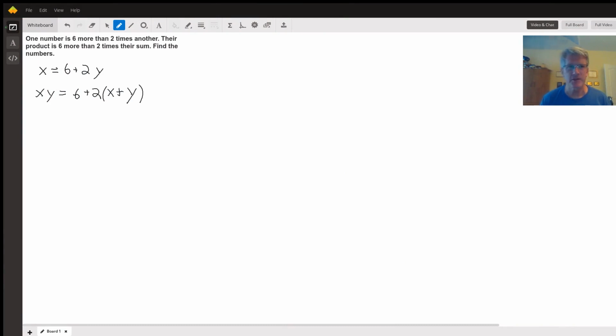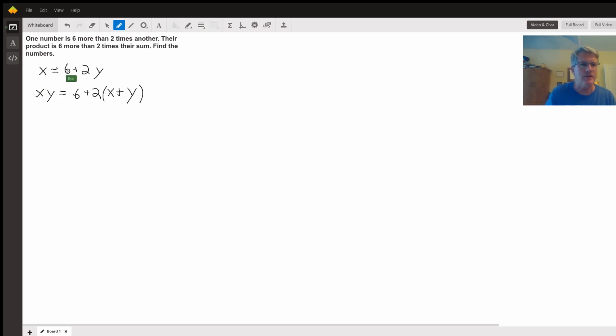This is a natty little sucker, but I think I can help you figure it out. So we have one number which is 6 more than 2 times another number, and that is represented by this equation here. Here's the one number. Let's call it x. We're in algebra, so we have to call something x, right?